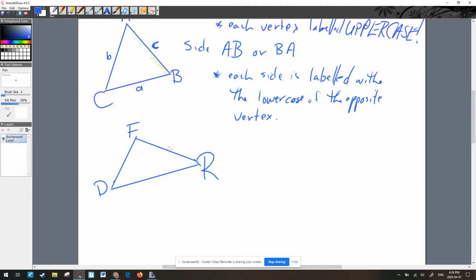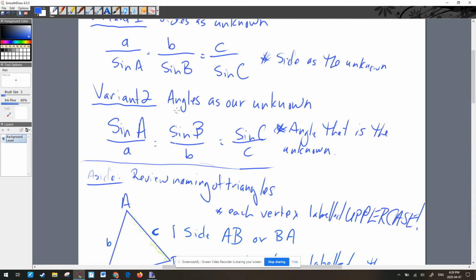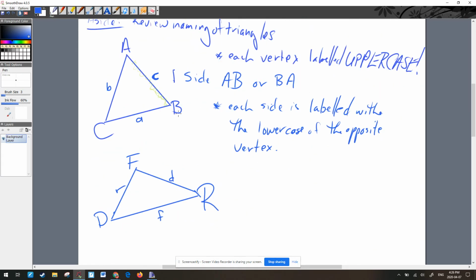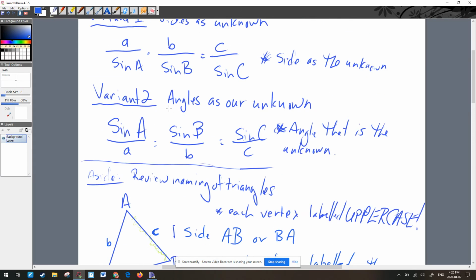Well, welcome back. Obviously this side here would be lowercase d, this would be lowercase f, and this would be lowercase r. And so that's really important. That's the convention for naming sides on a triangle according to the vertices.